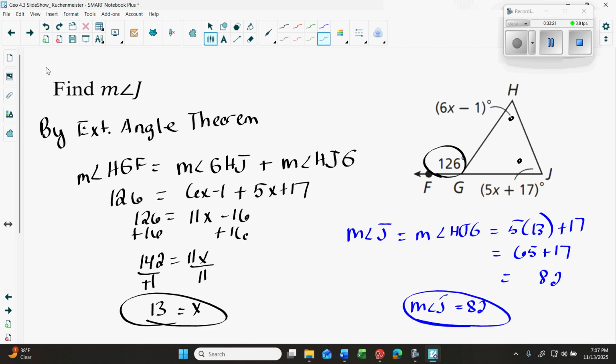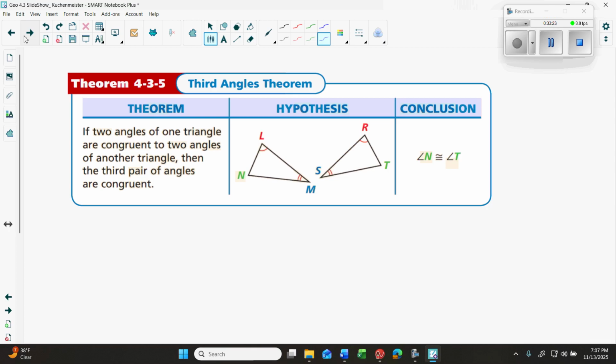Okay, moving on here. Last theorem, this is called the third angles theorem. Again, pretty self-explanatory, but I'll explain what it is. This theorem uses two different triangles. What it states is that if two angles of one triangle are congruent to two angles of another triangle, then the third pair of angles are congruent.